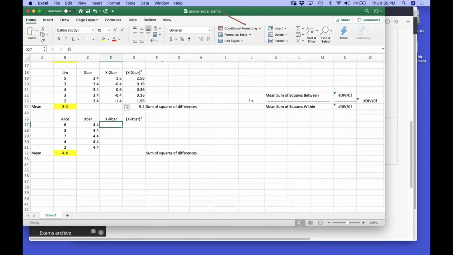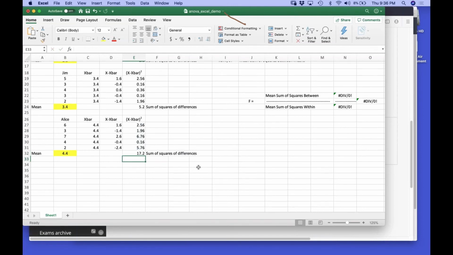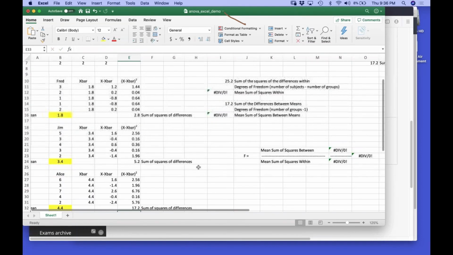Okay, so let's do this for the last one. Times itself. So the sum of the squares of the differences are calculated for each one of these.